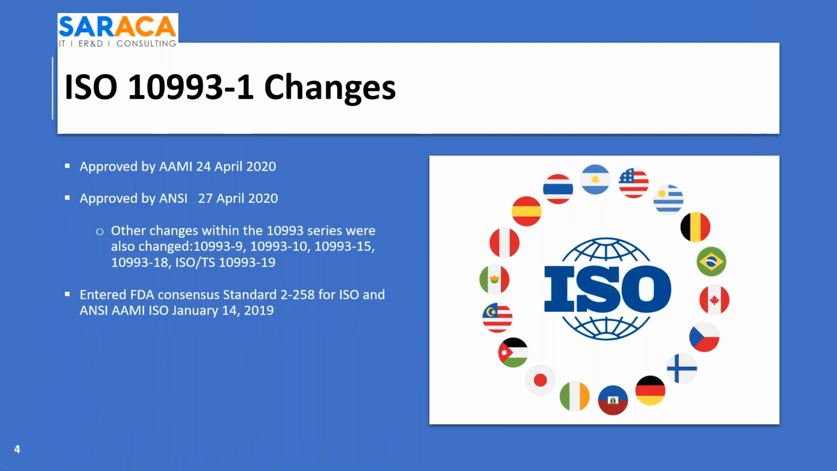The quickness of this change, you can judge by the FDA consensus standard, whose number for ISO and ANSI is standard 2.258. If you look, it was accepted by FDA as a consensus standard on January 14th, 2019. That's a very quick change for FDA to accept an ISO standard.